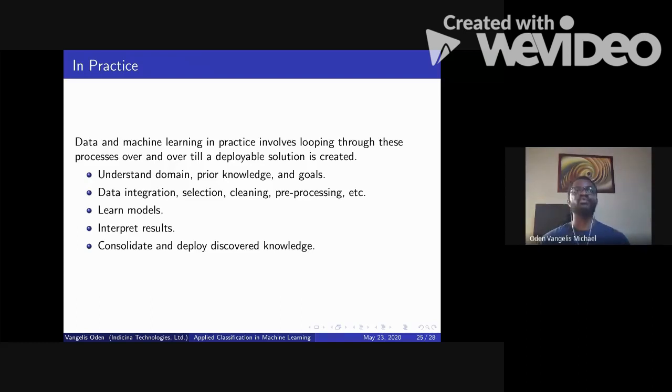C-level executives would want to understand how your model is predicting or doing what it's doing. And there has to be a reason behind it, right? There has to be some kind of reason behind it.